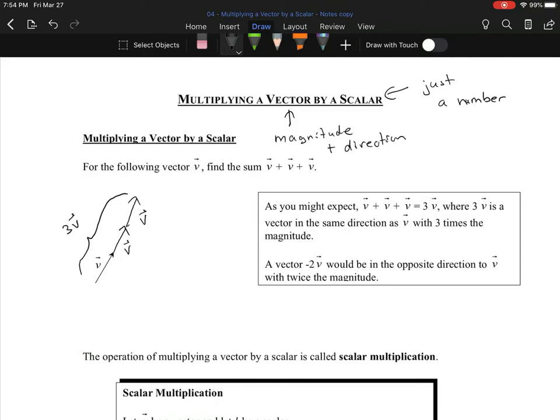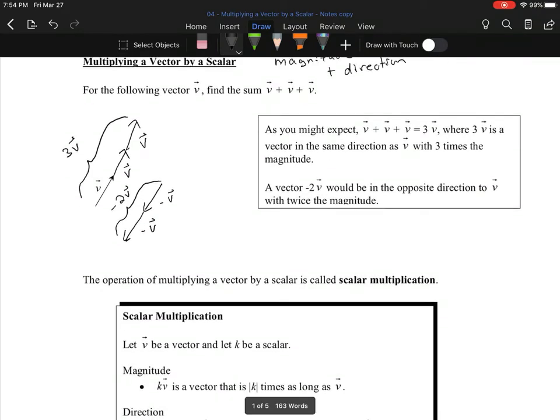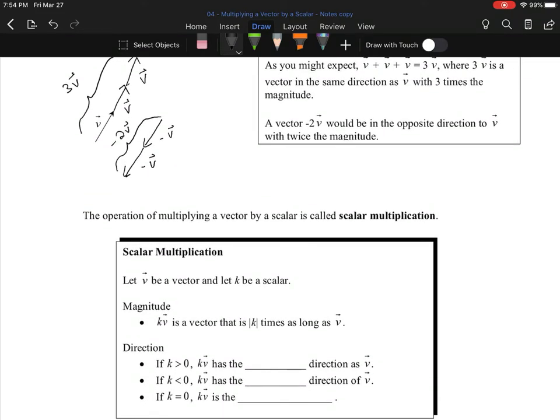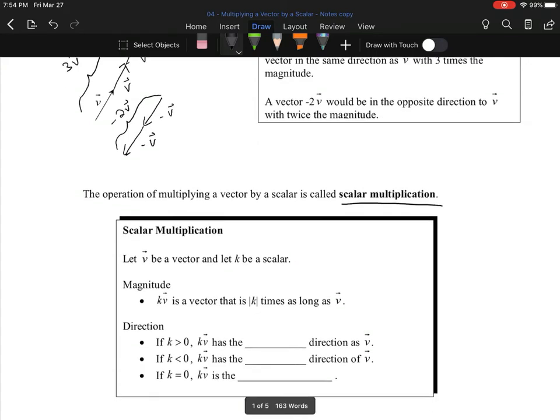Next, it says a vector negative 2v would be the same thing, but in the opposite direction. So there's v, I want negative 2v, so I'd need the v's going this way instead. Each one of those is a negative v, and so what I get out of that is the vector negative 2v. Very, very nice. So the operation of multiplying a vector by a scalar is called scalar multiplication. How nice is that? It uses the exact words we'd want to.